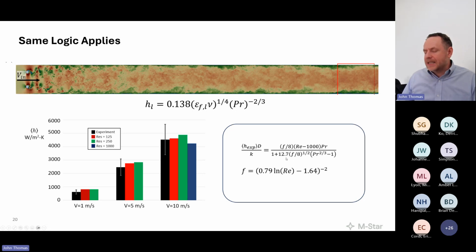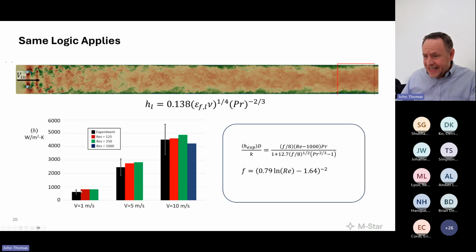And why is it 12.7? Don't ask. It is because it is. And that's fine. I'm not dumping on it. I'm just saying, it's physical, but it's kind of divorced from the physics. And so foundationally, this is all physics. It's semi-empirical, but it's immediately linked to what's going on inside the boundary layer.